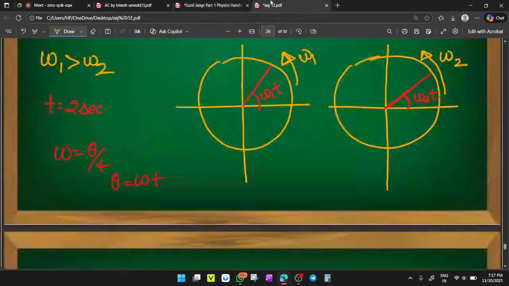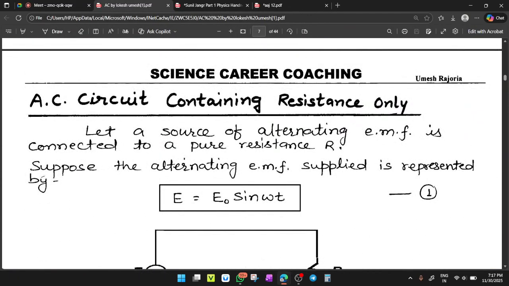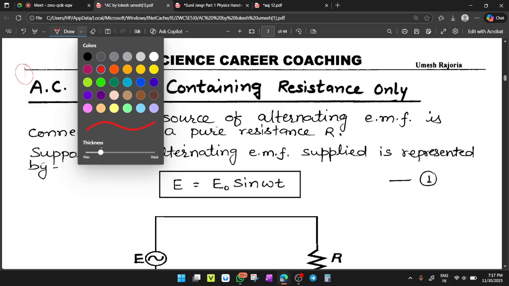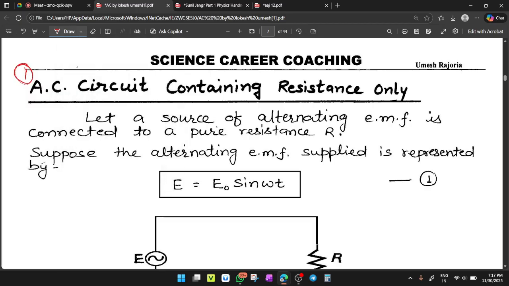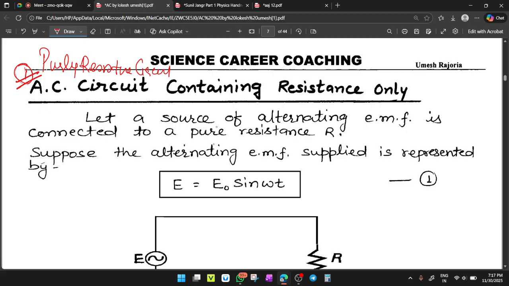So now students, we are moving towards the circuit response, our next topic. So we have to take the circuit response of different circuits. First, we are going to study the topic AC circuit containing resistance only, or you can say a purely resistive circuit. So this is the first one. So make the heading purely resistive circuit. Clear? A circuit that contains only resistance, no other component.